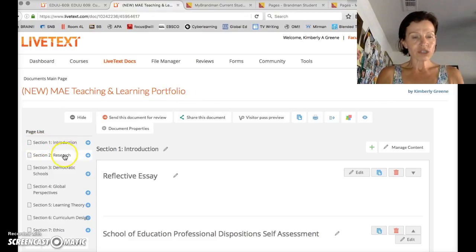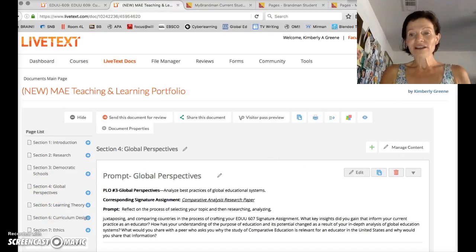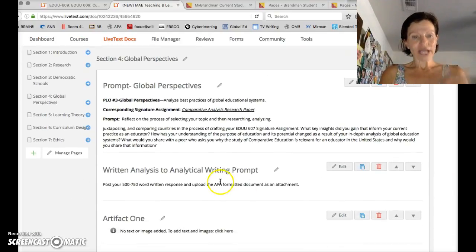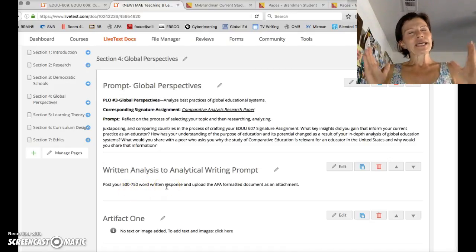So you notice you've got each individual section. Each section, you write your narrative, right? Written analysis to the prompt, post your written response, and upload the document as an attachment for each section. All right, now I've been asked about the word response. Is 750 the limit? Yes.